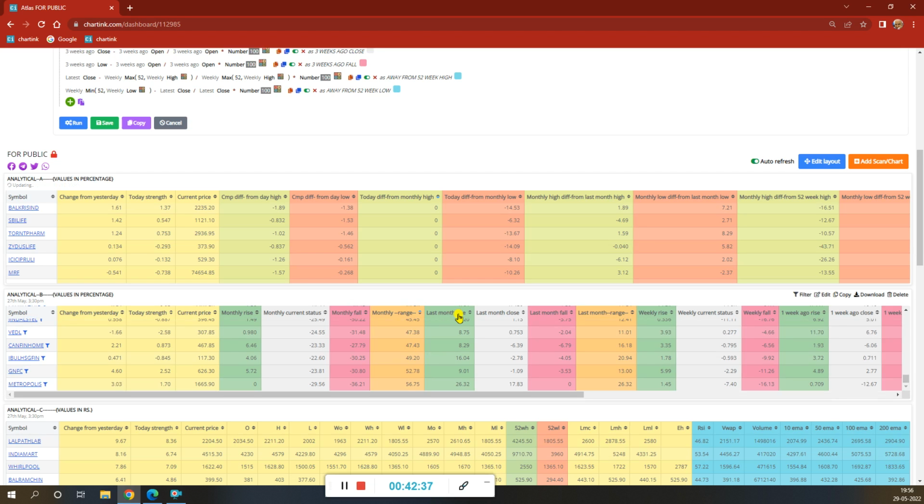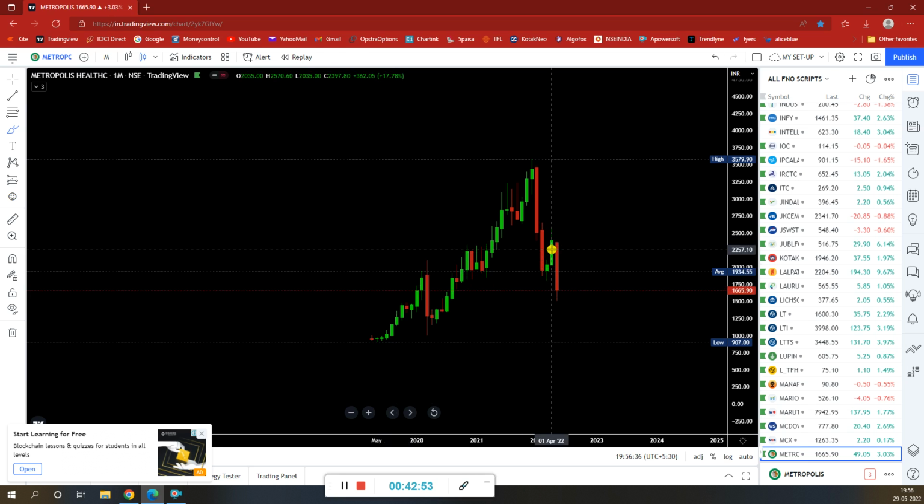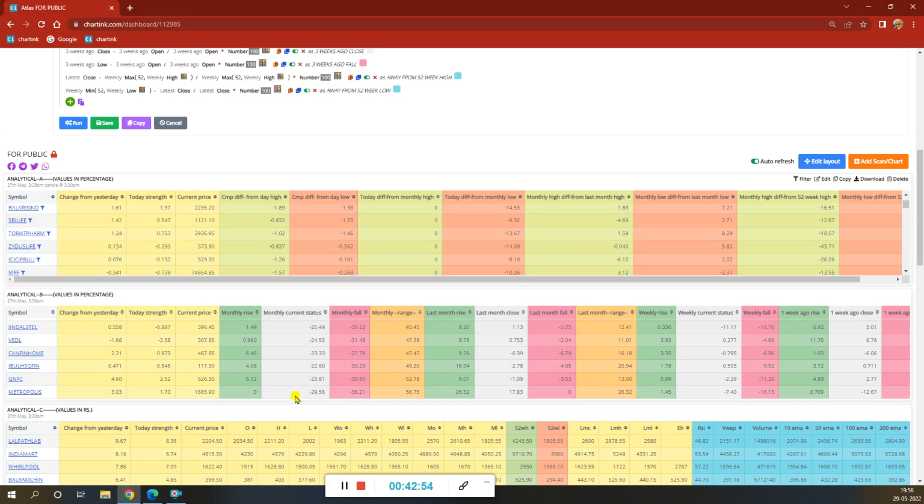When we are looking at the monthly range, it does not specify whether it is a bullish candle or a bearish candle. It gives you only the range. This is the last month range. The same stock, Metropolis, made a last month range of 25%, which means this is a highly volatile stock. Metropolis last month's range was this. Anyways, this is the last month rise.